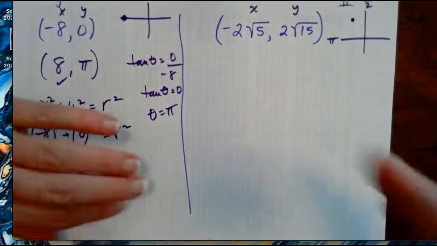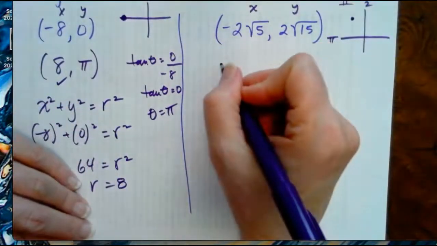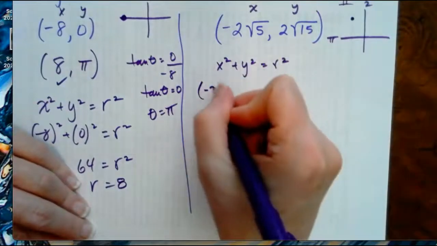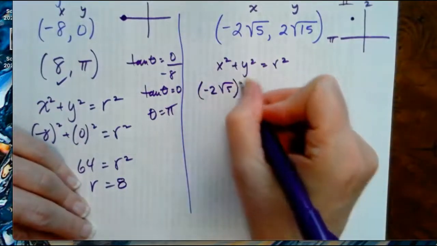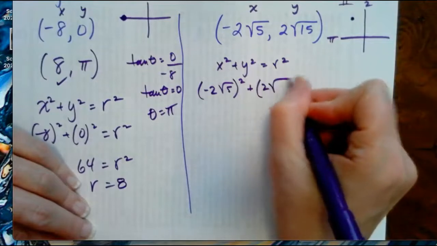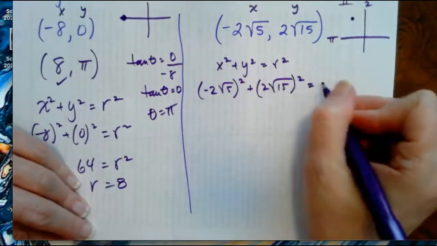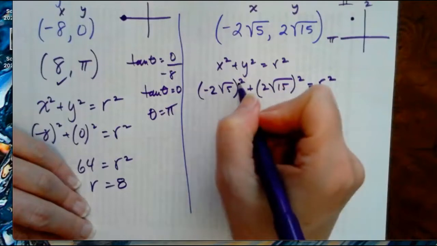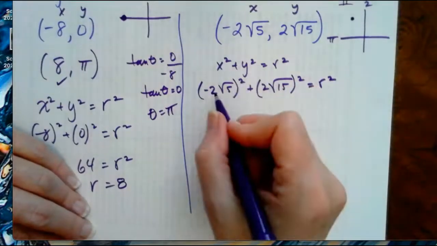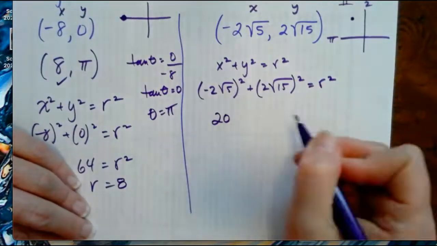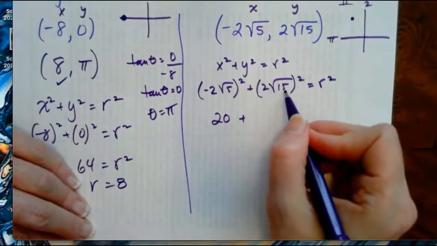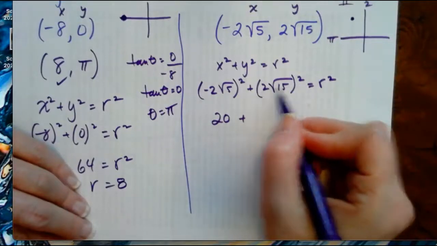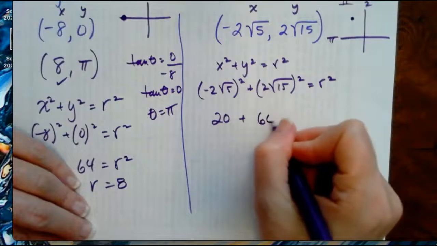So let's use x squared plus y squared equals r squared. So that is negative 2 root 5 squared plus 2 root 15 squared equals r squared. Think about order of operations here. Negative 2 squared is 4, root 5 squared is 5, so negative 2 root 5 squared is 20. 2 root 15 squared: 2 squared is 4, root 15 squared is 15, and 2 root 15 squared is 60.